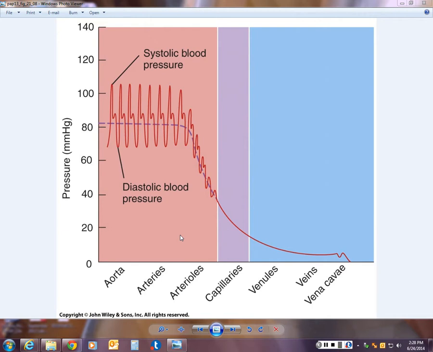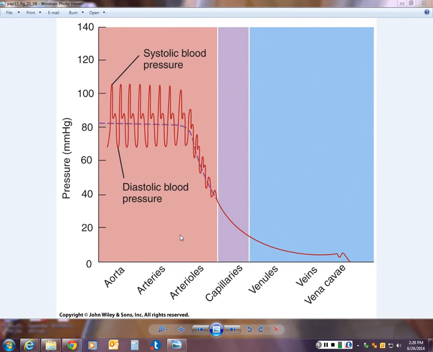But in most cases, from the blood vessel point of view, when we look at the alterations in pressure, we'll see that vessels can either constrict or dilate. Constriction increases pressure. Dilation decreases pressure.